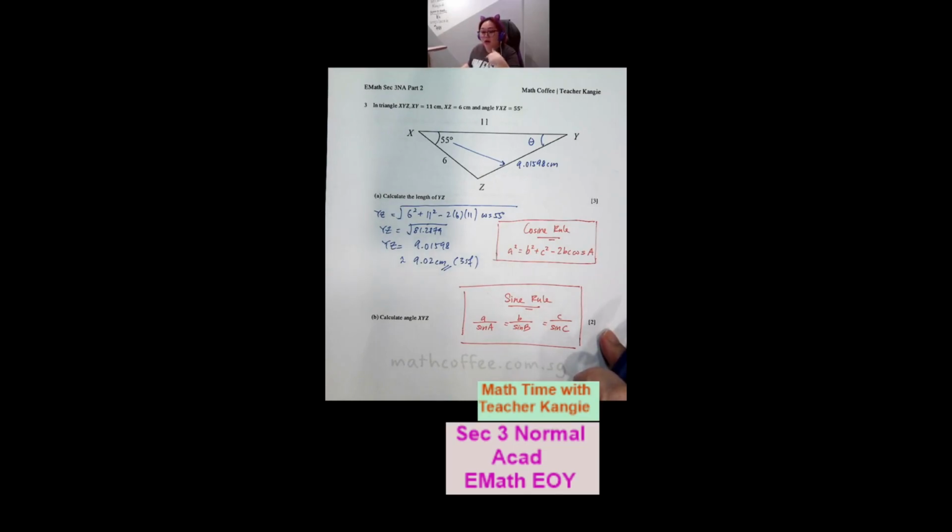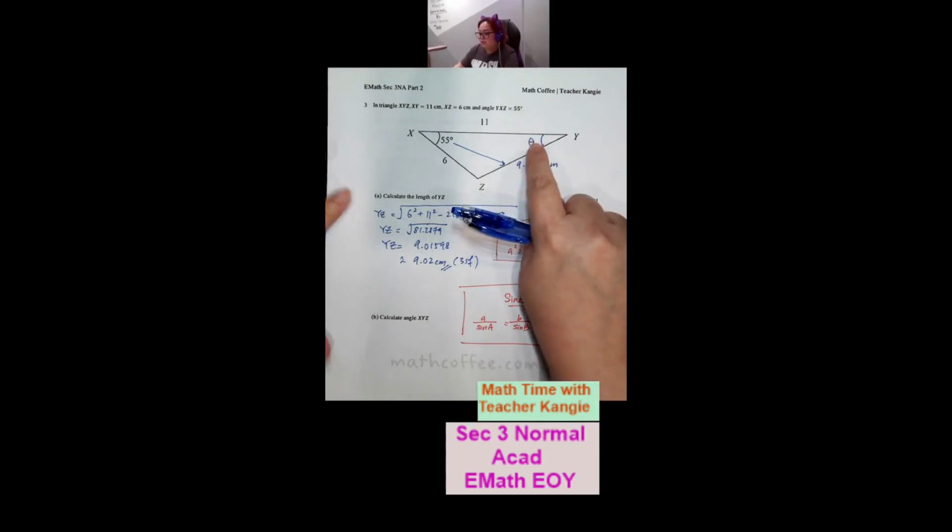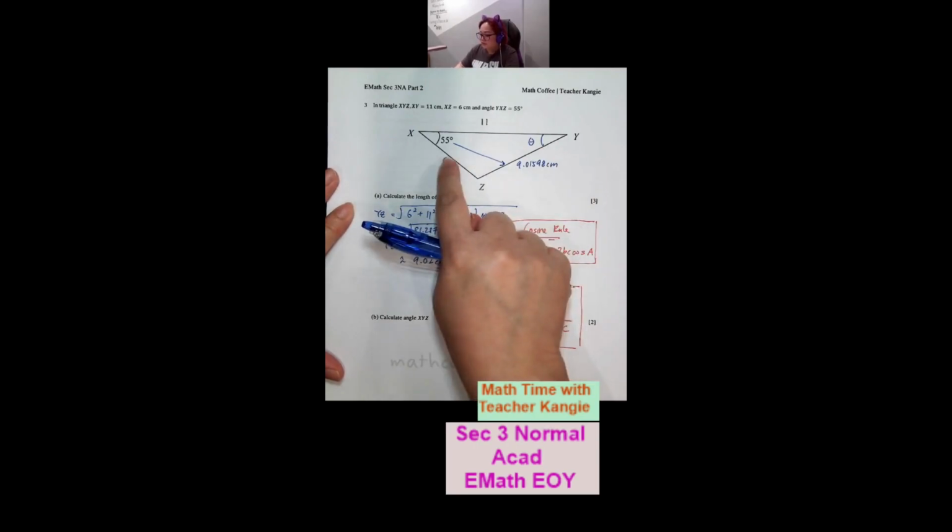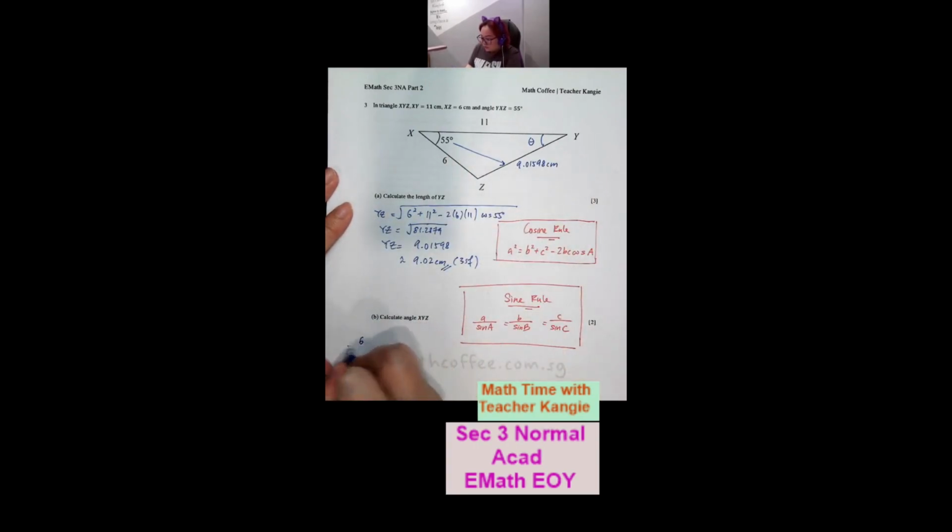Okay, then next, how am I going to do? Because I want to find this theta, right? So this 6 shall be at the top here. So 6 over sine theta is equals to 9.01598 over sine 55 degree.